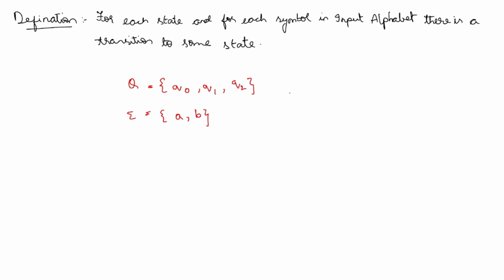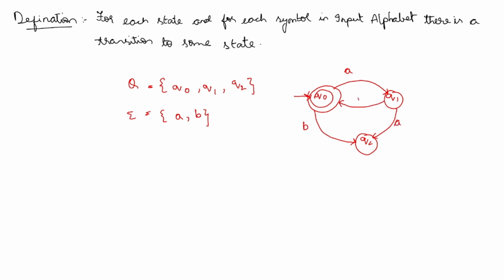Let us draw a diagram for this. Let our initial state be Q0, and also our final state. So from Q0 we have Q1 and also Q2. When Q0 is applied with A, it goes to Q1, and when applied with B, it goes to Q2. Q1 when applied with A goes to Q2, and when applied with B goes to Q0. And Q2 when applied with A goes to Q0, and when applied with B goes to Q1.